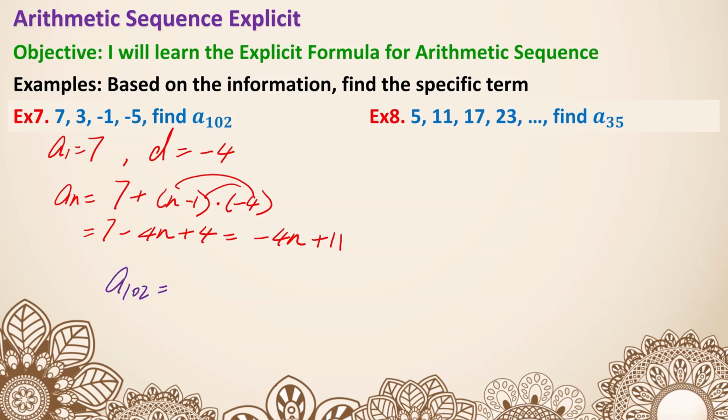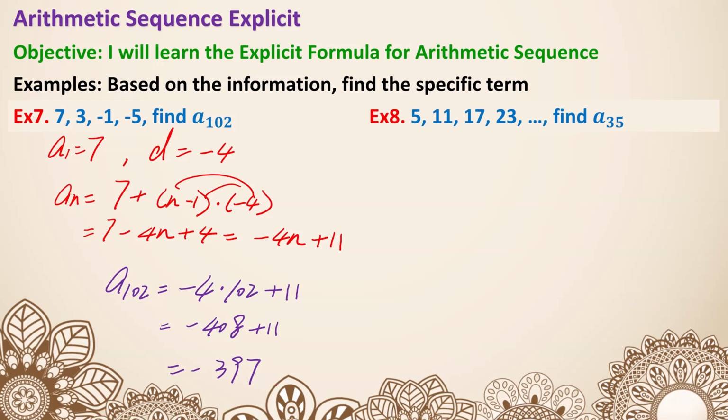A sub 102 is negative 4 times 102 plus 11. So it's negative 408 plus 11, which is negative 397. That's example 7. You can pause here and try example 8.